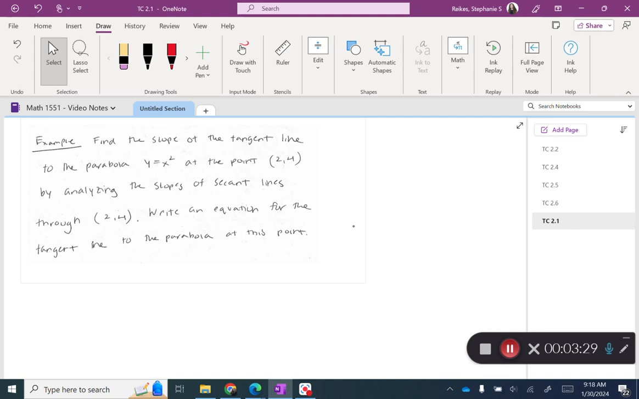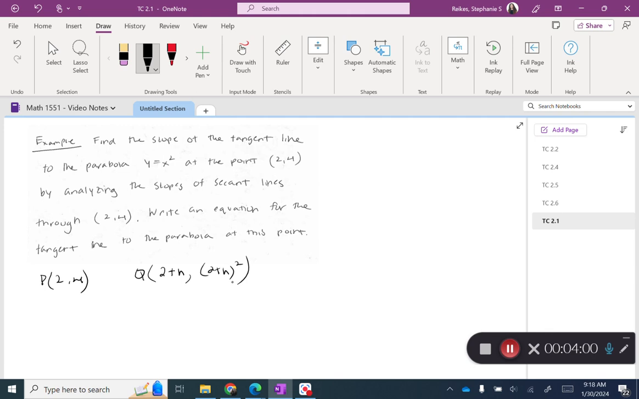All right, so we're given a point (2, 4). And to analyze the secant line, we need a second point some distance away. I'm going to call that point Q, and its distance away from our point, I'll call h. So our x value is going to be 2 plus h. And therefore, our y value with the function x squared is going to be (2 plus h) squared.